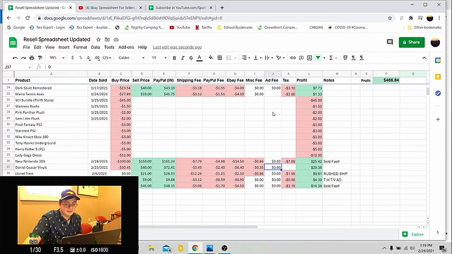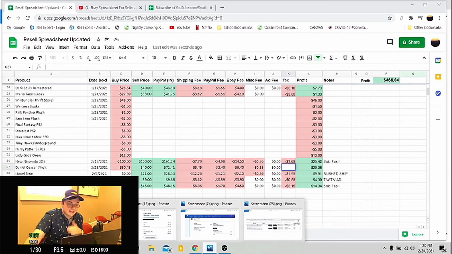Now we have an ad fee. eBay gives you the option to promote your listing, putting you higher than the other sellers that are selling the same item. I usually never promote my listings. I usually never have to, but if you do, you'll get an ad fee, and that's what you would put there. And then taxes, obviously taxes on everything.